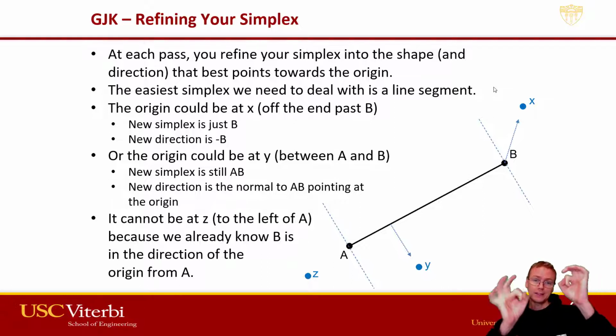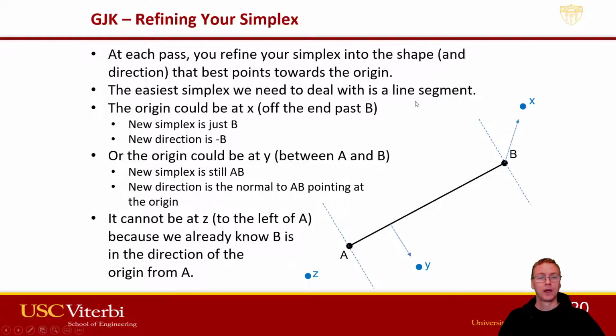When we get that second point, now we have a line segment. We have a 1 simplex. Let's talk about what the options are. Once we have a line segment, there are essentially 3 possible cases of where the origin is. The origin could be somewhere in the region past the end of the line segment. It could be somewhere between the ends of the line segment, or it could be somewhere in front of the beginning of the line segment.